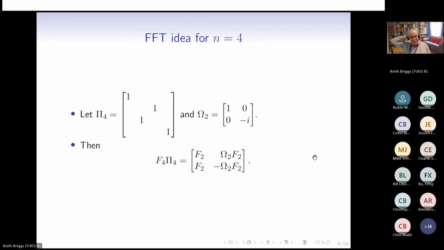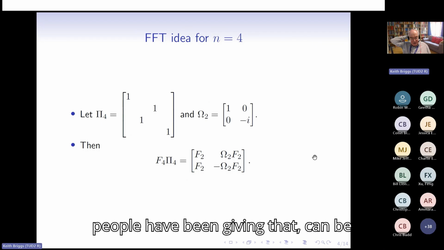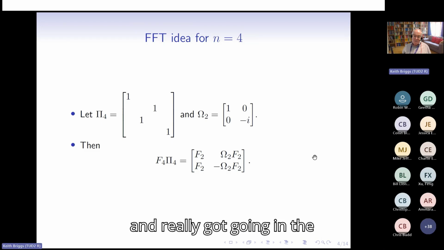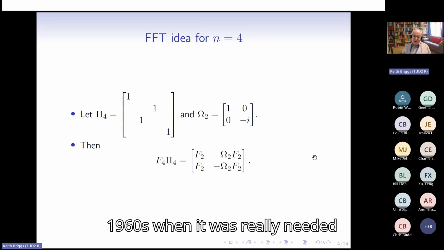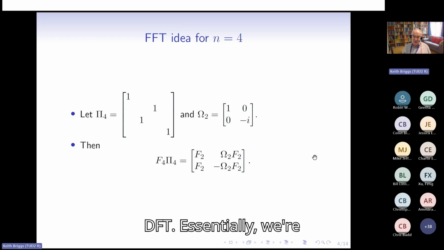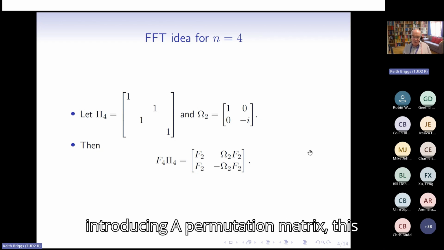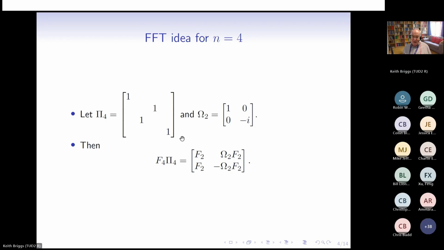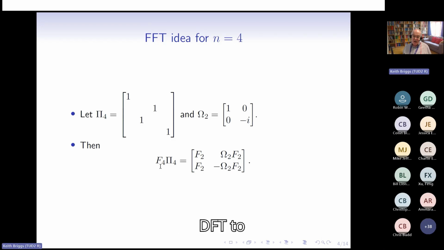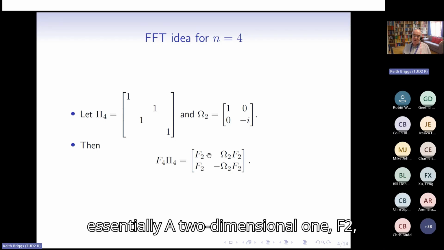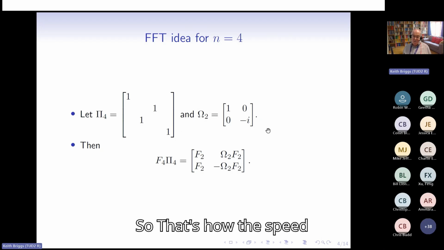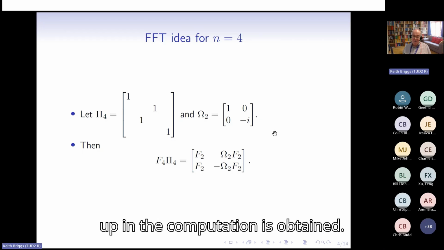The fast one, well, a bit of history, because other people have been giving that, can be traced back to Gauss in the early 19th century, and really got going in the 1960s when it was really needed in signal processing. And here's a simple way to understand what's happening for the 4-dimensional DFT. Essentially, by introducing a permutation matrix, this capital Pi, and a simple diagonal matrix, then we've reduced the 4-dimensional DFT to essentially a 2-dimensional one, F2, and these scalings and permutations, which computationally cost nothing. So that's how the speed up in the computation is obtained.